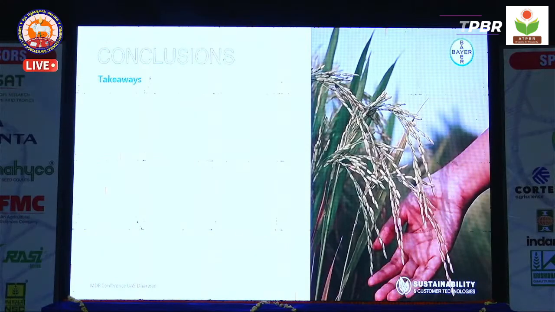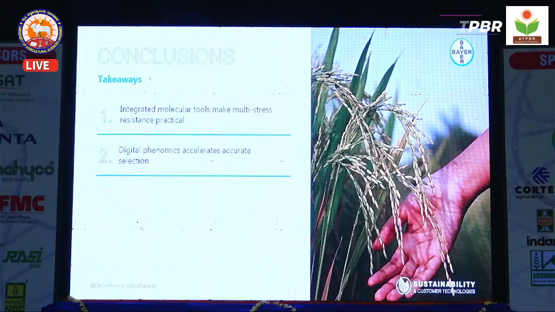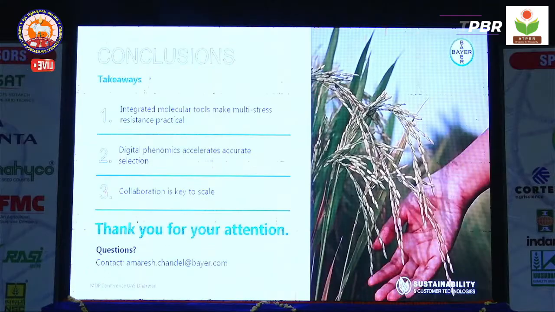These are the conclusions now. The first is that integrated molecular tools make multi-stress resistance practical. Digital phenomics accelerates accurate selection. And collaboration is the key to scale. Thank you for your attention. My contact details are here. If there are any questions, you can send them across.